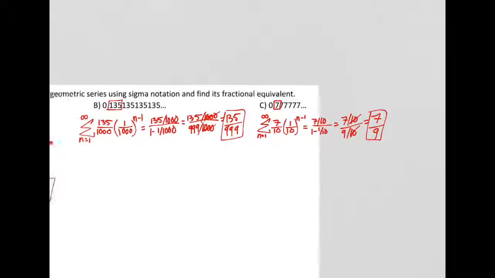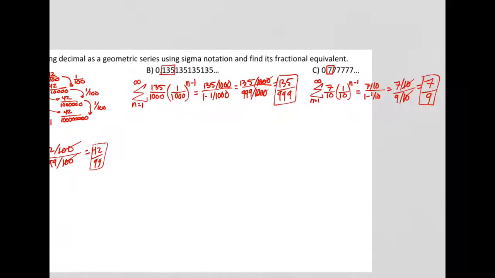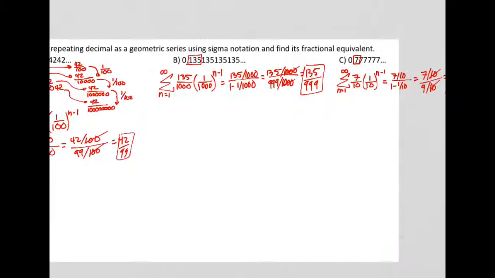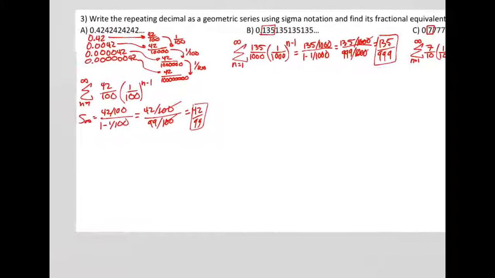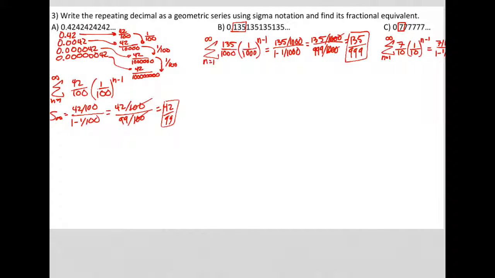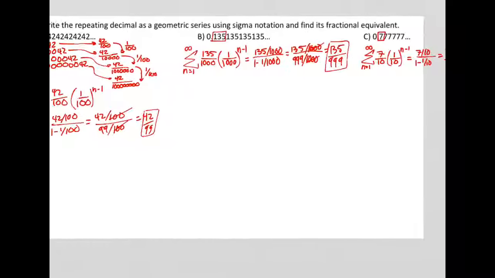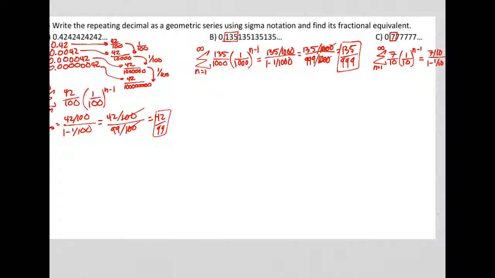So look at each of those numbers. When we had just a 7 repeating, it was 7 over 9. When the 135 was the thing repeating, it was 135 over 999. When the 42 was repeating, it was 42 over 99. In each instance, the fraction worked out to be just the thing that was repeating in the numerator, divided by however many digits there are, that many nines. So that's super awesome. And there you have it, writing repeating decimals in sigma notation.